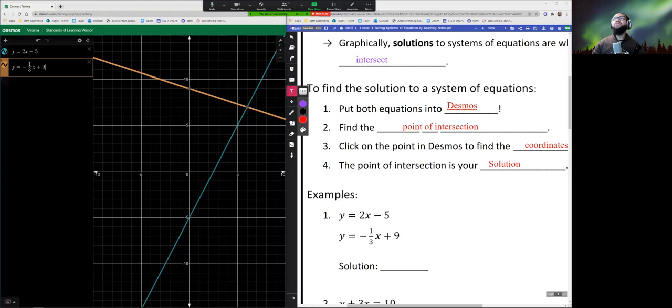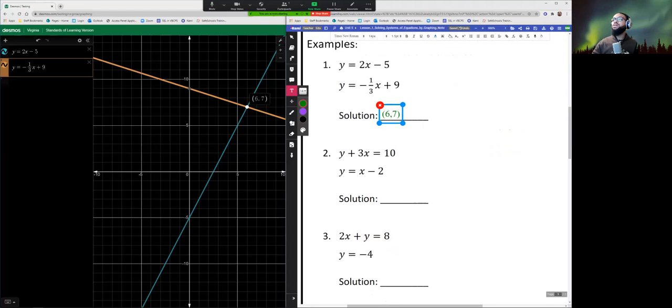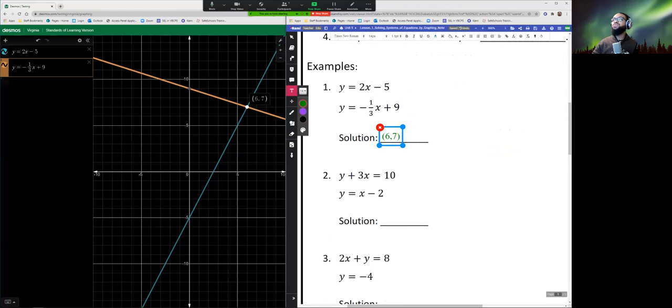All right, and here we see both of these lines are crossing. Since they are crossing, I'm going to click that point of intersection, and it gives me this ordered pair, (6, 7). Now that I have this ordered pair, I'm going to come back over to my notes and type that in. Make sure when you type in your ordered pairs that you don't forget the parentheses. Without your parentheses, it's just two numbers, and we don't know that it's an ordered pair, okay? So that's example 1. I'm going to do example 2, and I'm going to let you all do the rest of them.